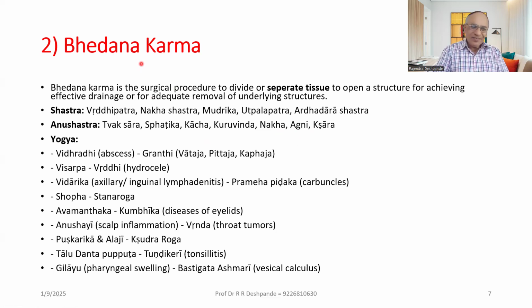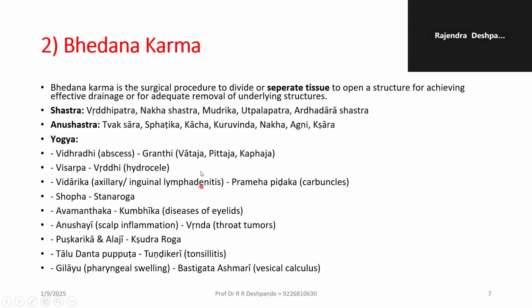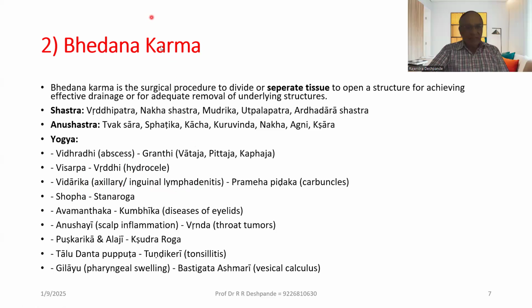My dear friends, again, Yogya. Who is the appropriate person? Which are the diseases, which are the indications where the surgeon can do the Bhedana Karma? First is Vriddhi. We have to separate, cut, incise and drain. So Vriddhi is abscess, then Vataja, Pittaja, Kaphaja Granthi, like a tumor. Visarpa, Vriddhi, that is hydrocele. Then Vidarika, that is axillary or inguinal lymphadenitis. And then Prameha Pidaka, that is carbuncles.